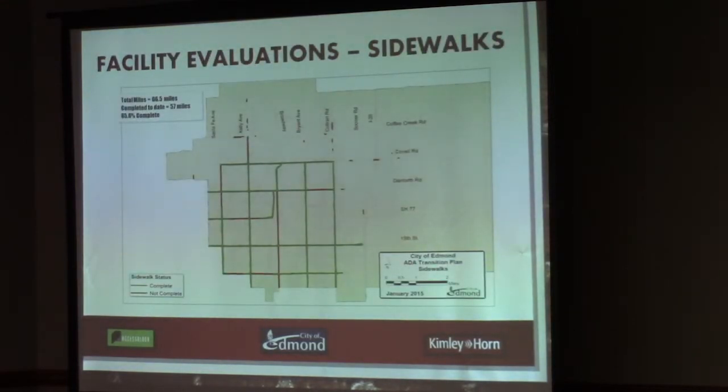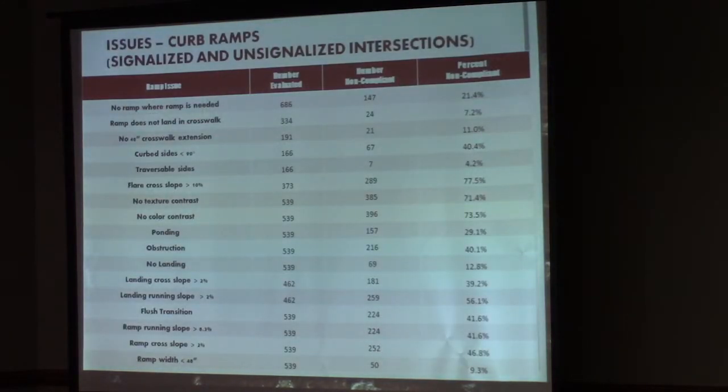This map shows visually the inventory that we gathered. Everything in red and green is the total number of miles that were included. The green is the sidewalk along arterials that we've completed, and the red is the remaining sidewalk that has yet to be completed. We've got a long list here of some of the issues associated with curb ramps.